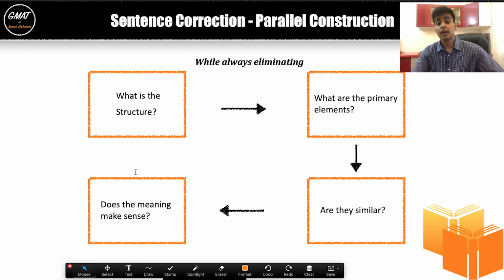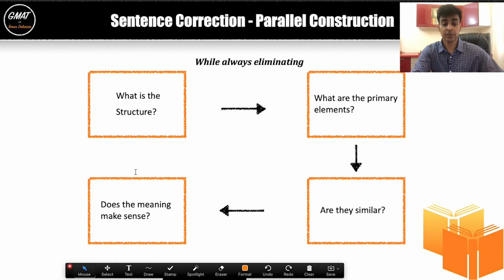I'll give you the most common ones here, and from there we can obviously learn as we solve more and more questions. Now, once you've spotted the structure, you want to identify the primary elements, meaning what are the elements that are being made parallel. In terms of certain structures, it will be very easy to do. The structure itself will tell you what the primary elements are. In other cases like and, you will have to understand the sentence and then figure out what should be the primary elements.